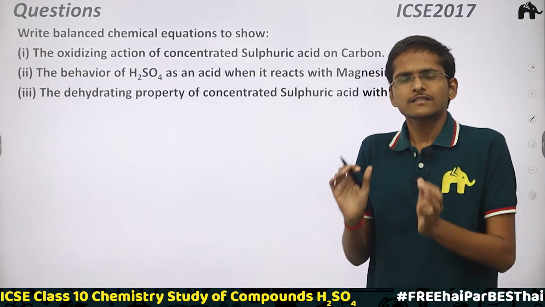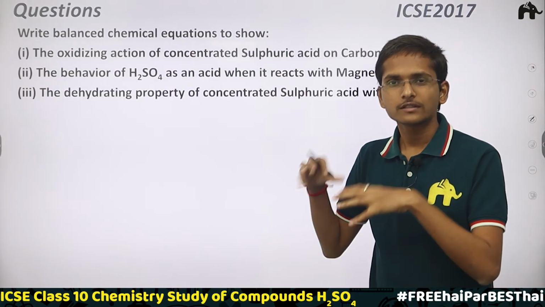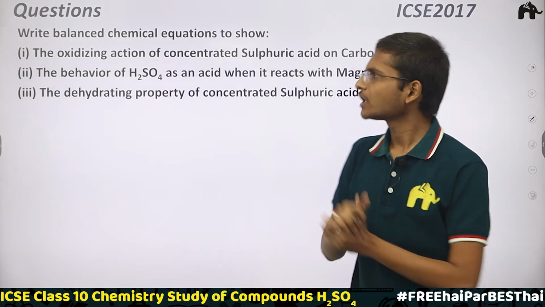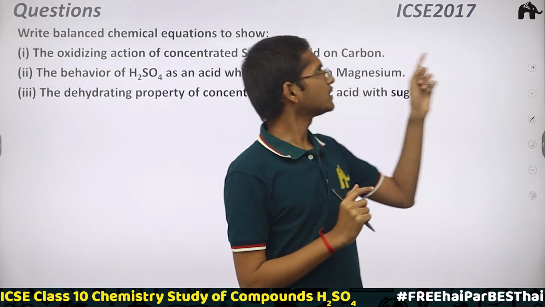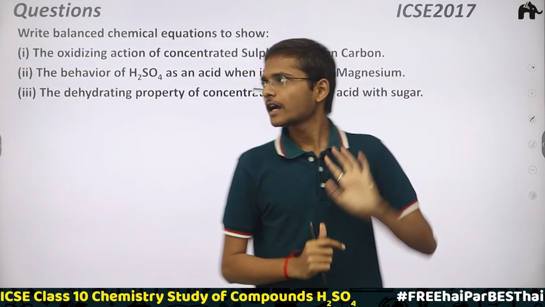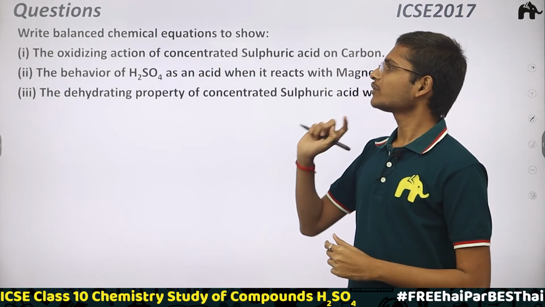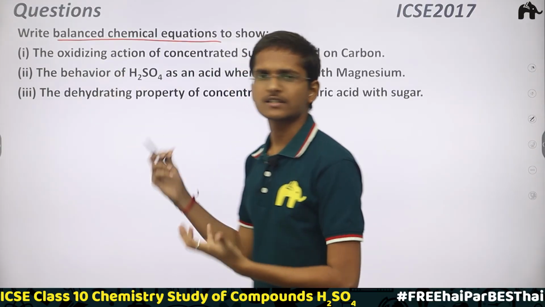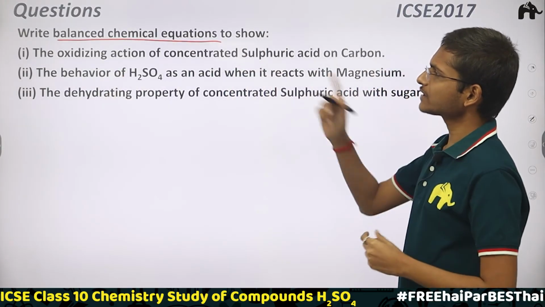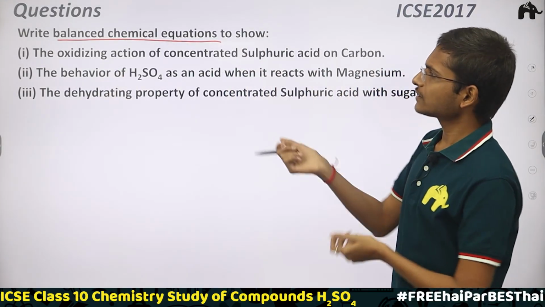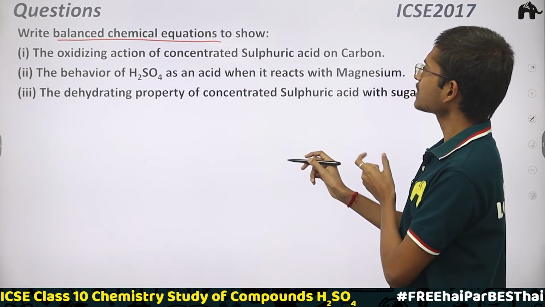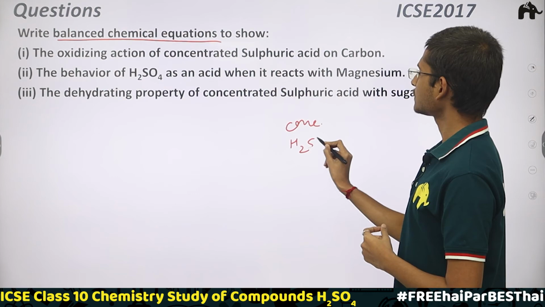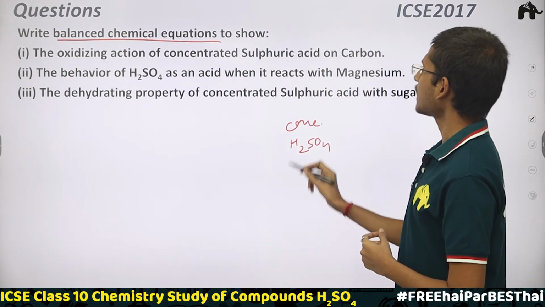Okay friends, so let's quickly see some questions based on this sulfuric acid topic which were asked in your previous year exams. Okay, so I have just noted the year of the exam here, you can observe, and the questions are like this. Okay, so first one is write balanced chemical equations to show. So we just need to write the balanced chemical equations, and for whom? First is to show the oxidizing action of concentrated sulfuric acid on carbon.